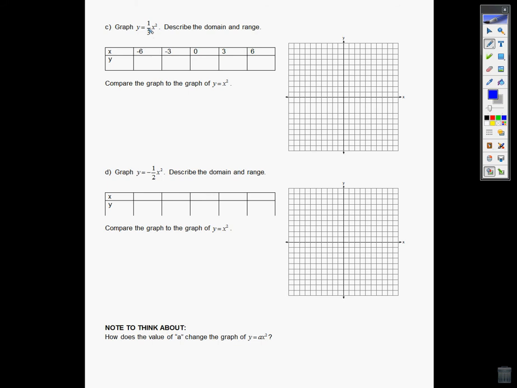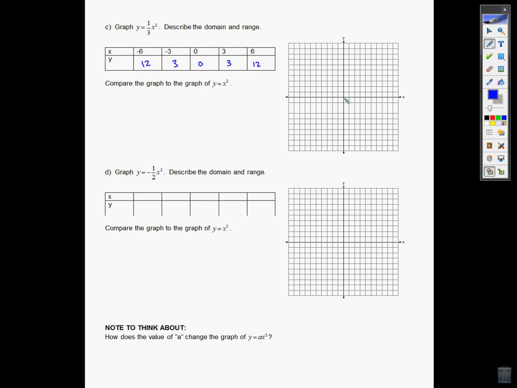It's going to be 1/3 times the x squared value. So 6 squared, what's that? Well, this is actually negative 6 squared. That's going to get me 6 times 6, which is 36. And then I need to divide that by 3. So that is going to get me 12. I'm going to do 3 squared, which is 9, divided by 3. 0 is always an easy one. And look at this, I get the same symmetry on this side. And the fraction wasn't that bad.